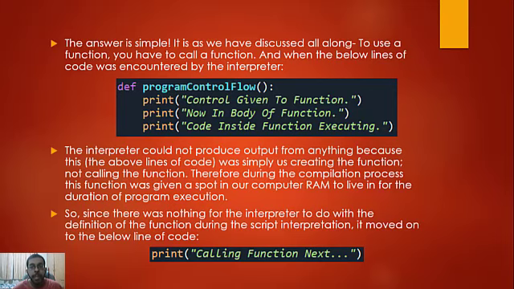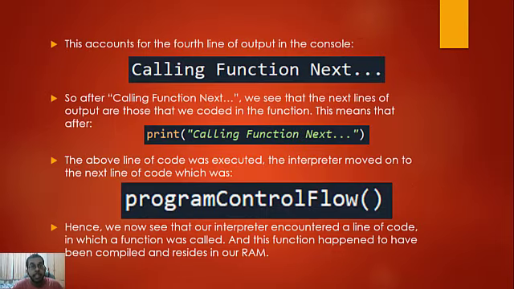Therefore, during the compilation process, this function was given a spot in our computer RAM to live in for the duration of program execution. So, since there was nothing for the interpreter to do with the definition of the function during the script interpretation, it moved on to the below line of code, print calling function next. This accounts for the fourth line of output in the console, calling function next.